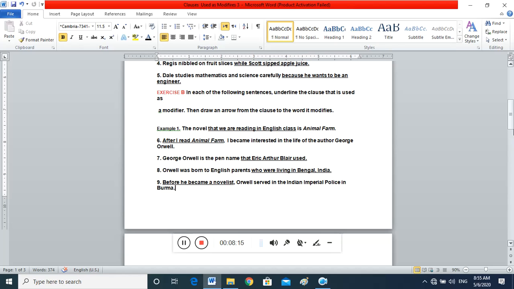Number 7. George Orwell is the pen name that Eric Arthur Blair used. Yes, our clause here describes the word pen name. Good. So it acts as an adjective. So you should draw the arrow from the clause to pen name.